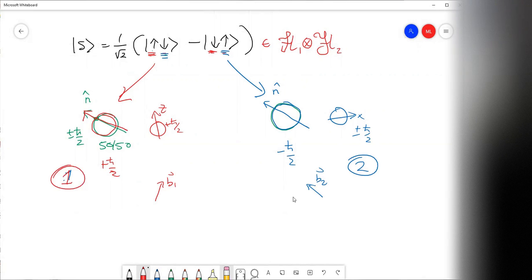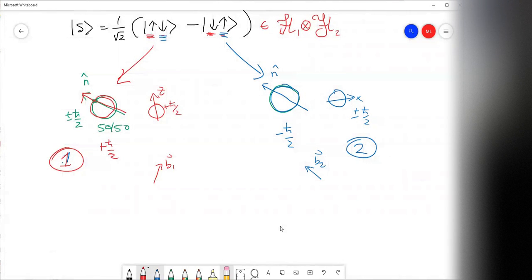So we know that if we measure this operator, the spin direction in direction B1 or B2, we know that the possible values there are going to be plus or minus 1, just without the h bar over 2. This is just sigma.